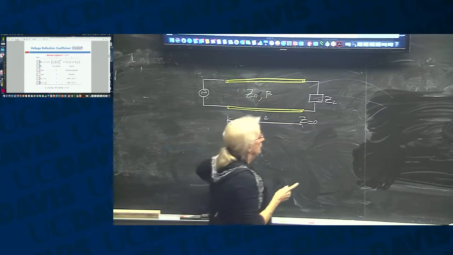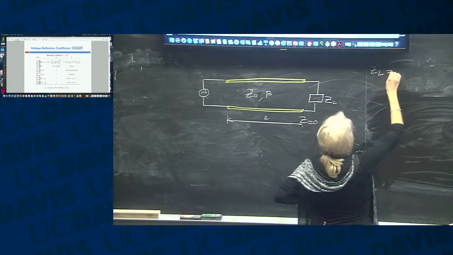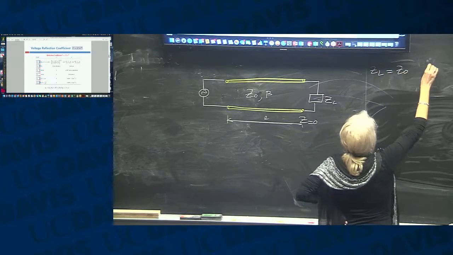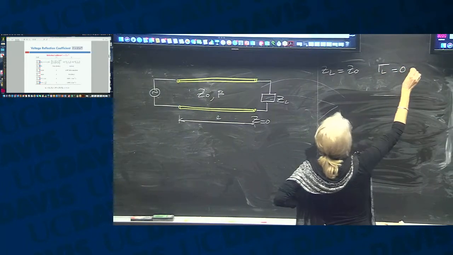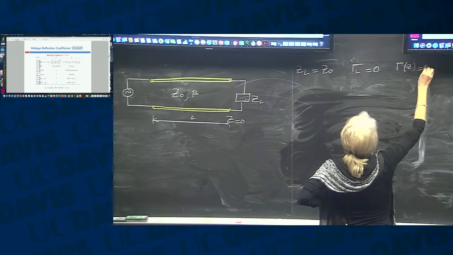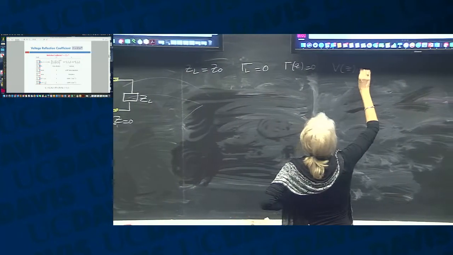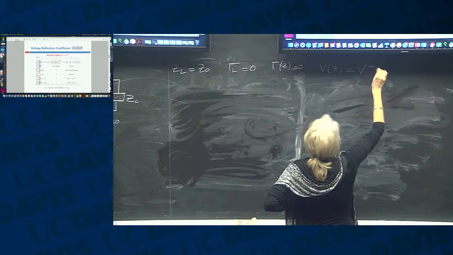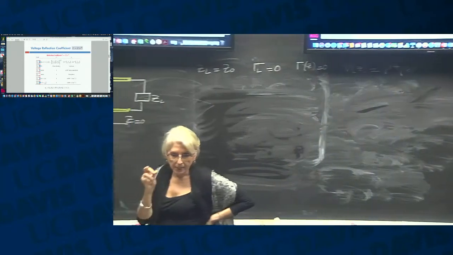Okay. We found, and I'm going to write here, when ZL equals Z naught, gamma L is 0. And of course, gamma everywhere is 0. And that means that V of Z has only a positive, an incident, as we call it, an incident wave.